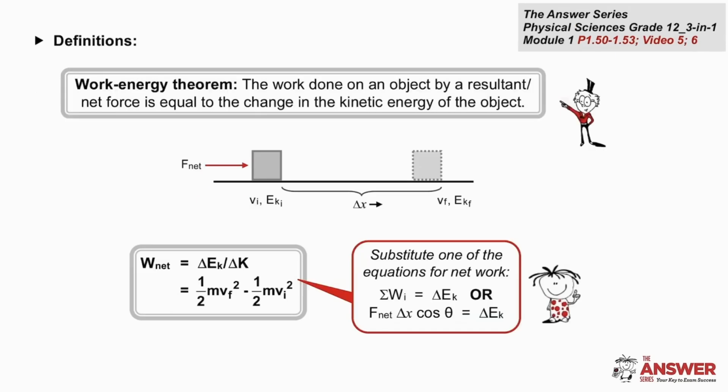Here is the statement of the work energy theorem. Let's read it together. The work done on an object by a resultant or net force is equal to the change in the kinetic energy of the object. The key word here is net. Either refer to the net force or the net work, but not both. Always start with this expression, and then you can expand it using delta EK, or maybe the sum of works, and or maybe the work definition.